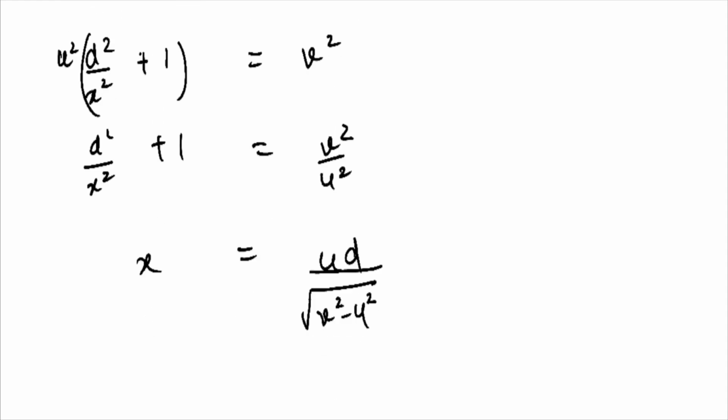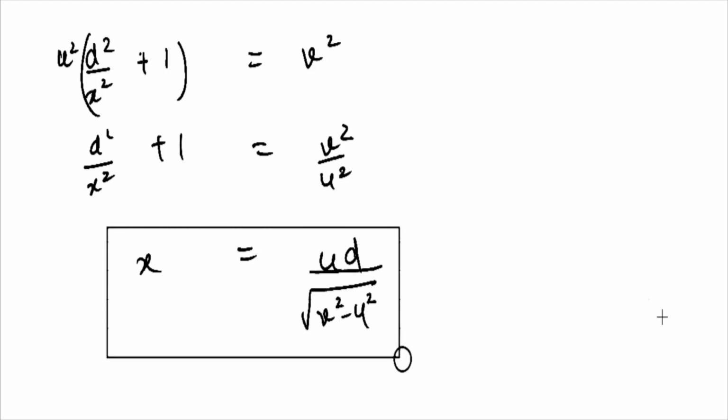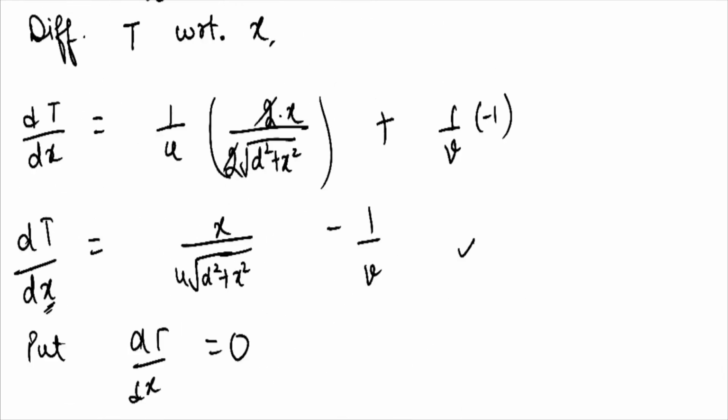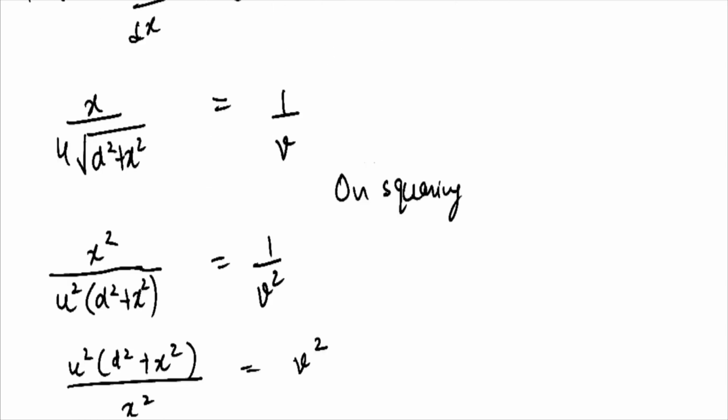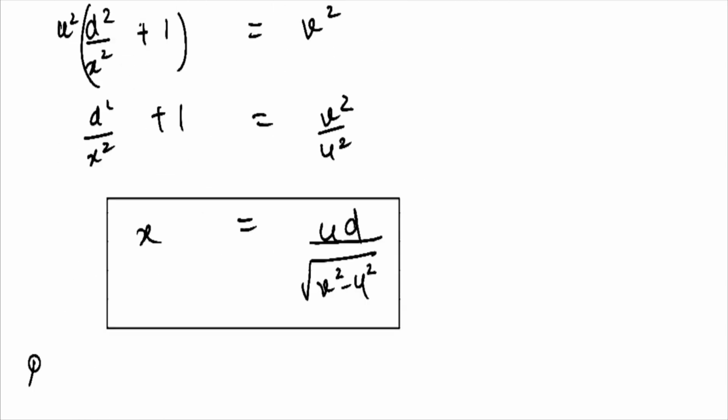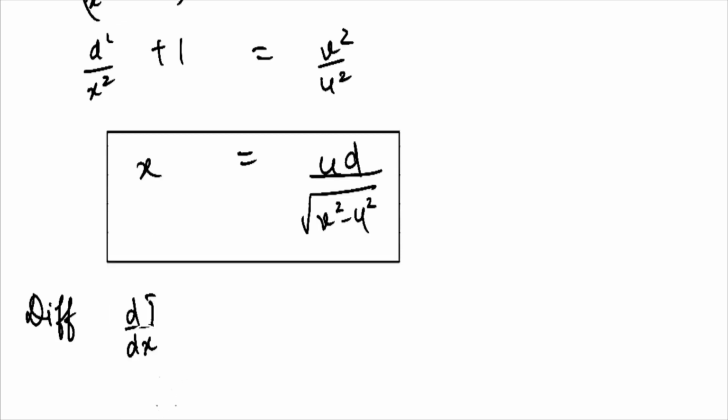Now this point x is the point of minima or maxima, we can't determine here. So to confirm, we have to differentiate the function dt by dx again. So the function that we have is this. Let us differentiate. The derivation of 1 by v will be 0 because it is a constant with respect to x, and we are left with x upon under root d square plus x square. So let us differentiate dt by dx with respect to x.